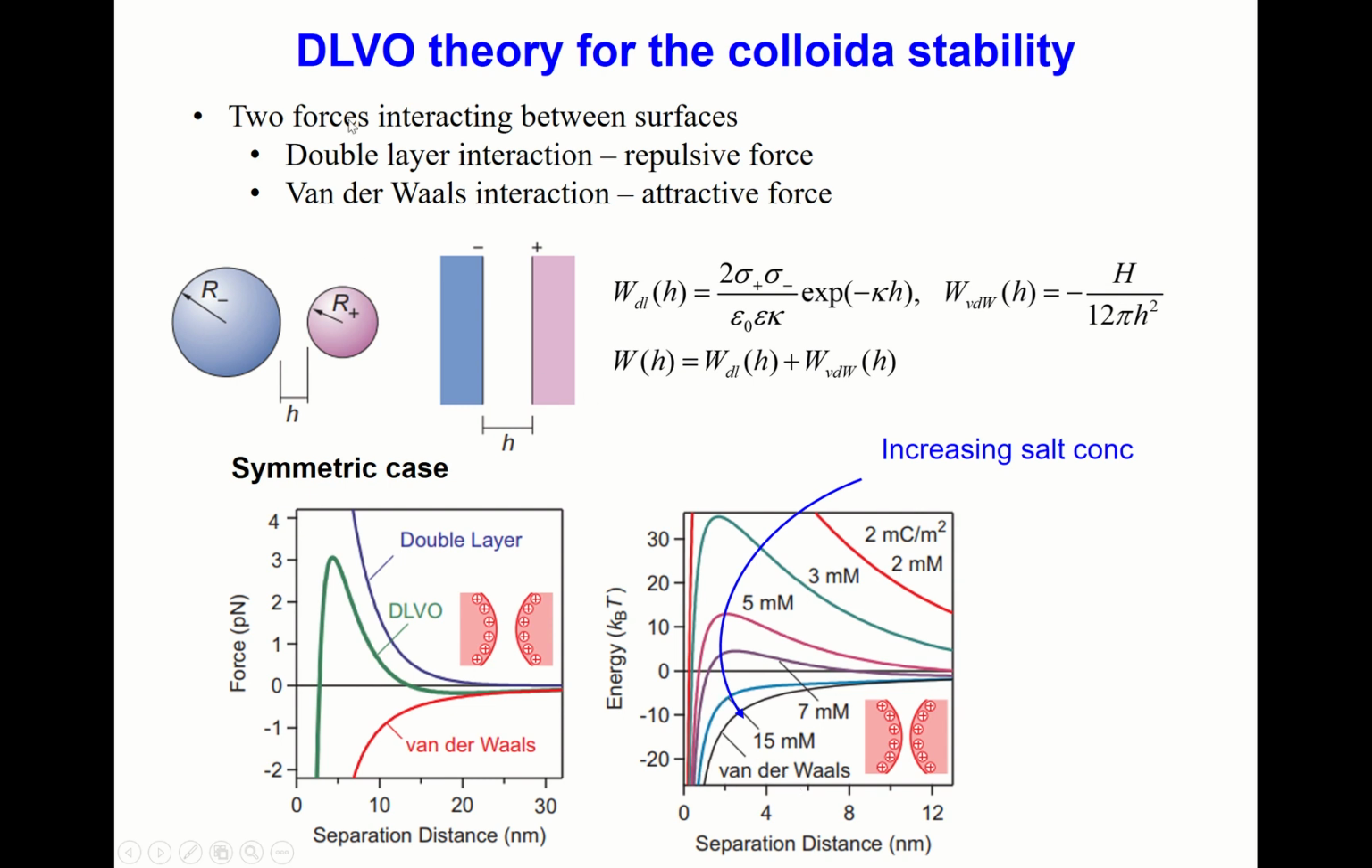This model is called DLVO. The letters are the initials of the four people who developed the theory: Derjaguin, Landau, Verwey, and Overbeek. The core of the theory is that two forces interact together: the van der Waals attractive force and the double layer repulsive force. The van der Waals attractive force is not affected by increasing salt concentration, but the double layer repulsive force becomes weaker when you add salt.